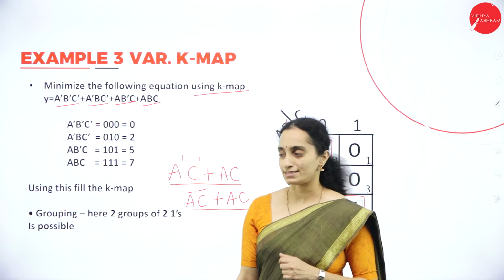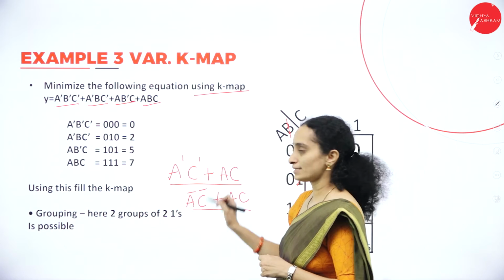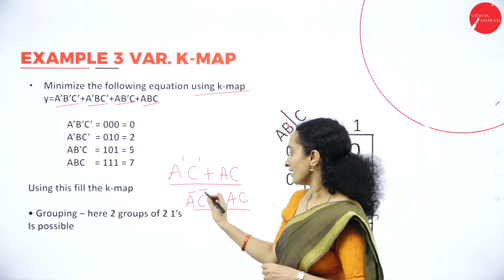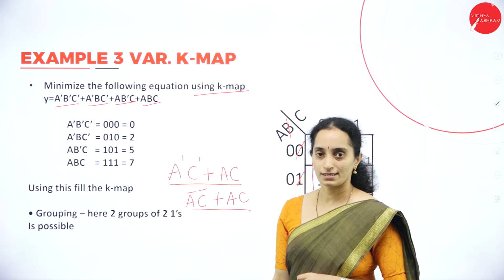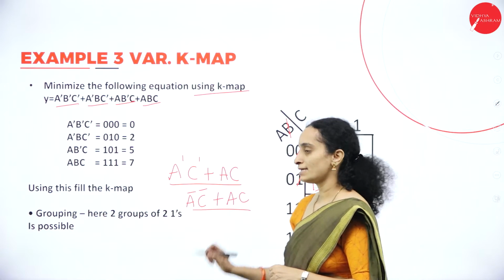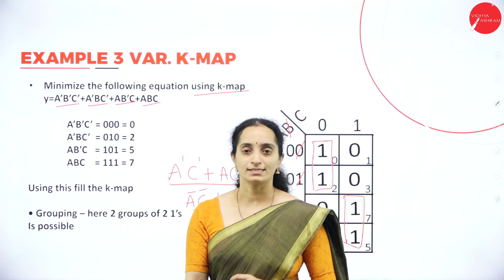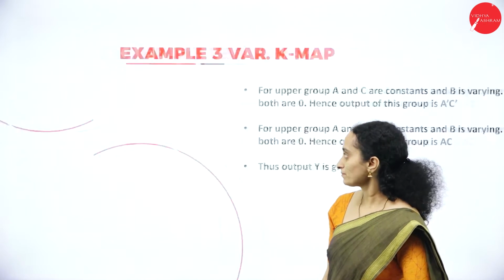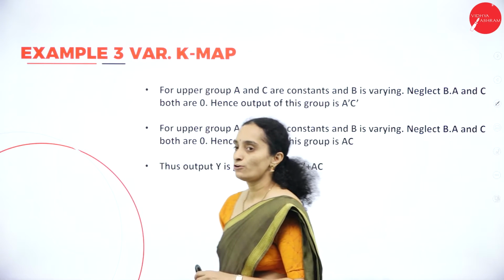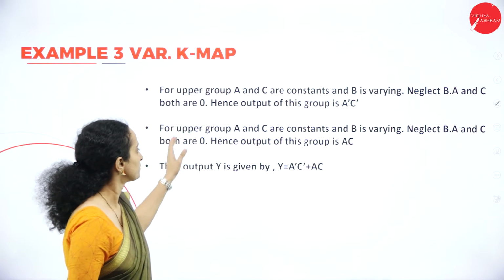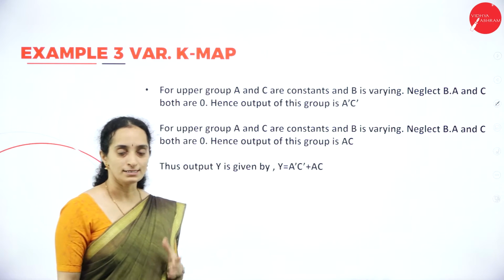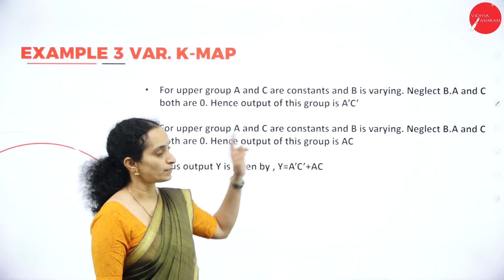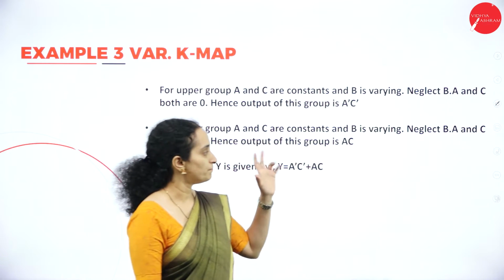There is no difference in this. Only the representation is changed. Someone uses this representation while others use this representation. A dash C dash plus AC is the simplified form of the expression. For the upper group, A and C are constants. They are not changing the value. Only B is varying, so neglect or cancel B.